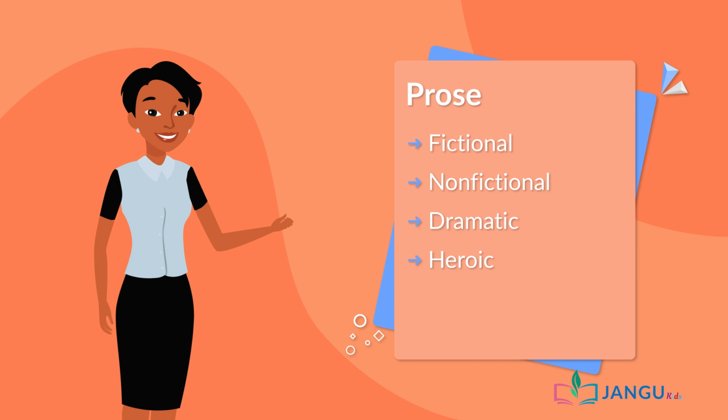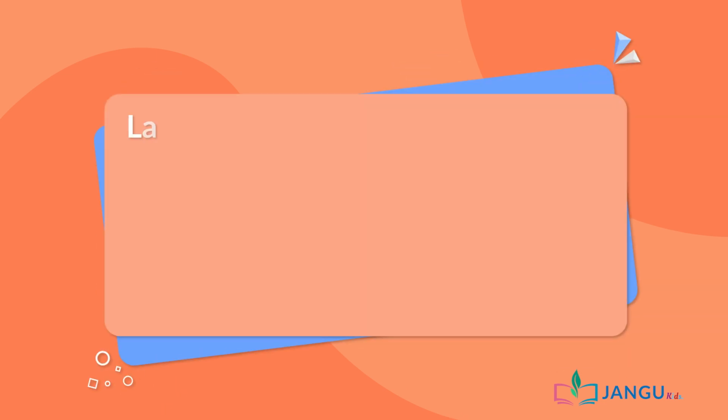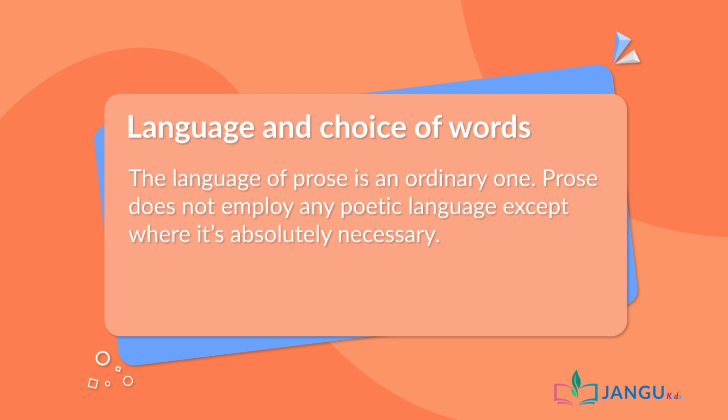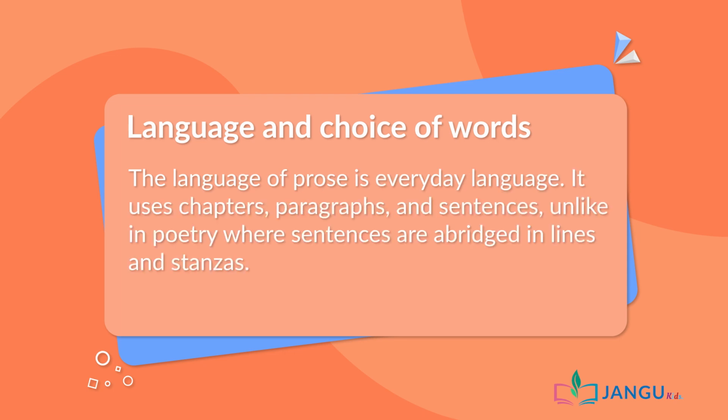So, what features does a piece of writing need to have for it to be considered a prose? First, we have language and choice of words. The language of prose is an ordinary one. Prose doesn't need any poetic language except where it's absolutely necessary. The language of prose is everyday language. It uses chapters, paragraphs, and sentences, unlike in poetry, where sentences are abridged in lines and stanzas.